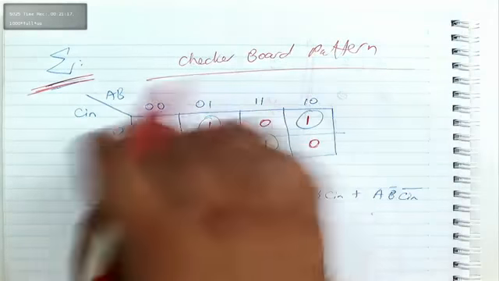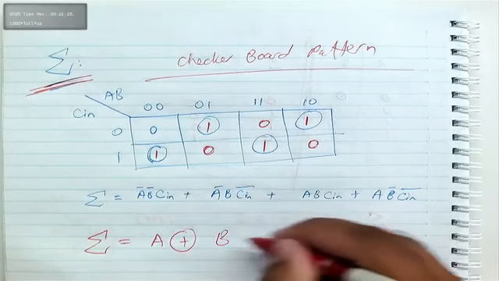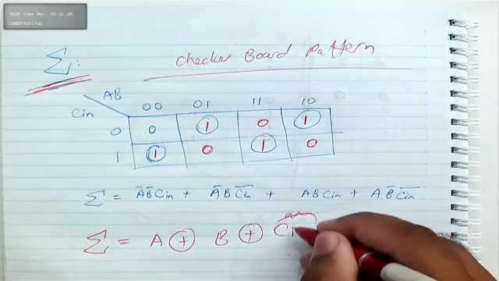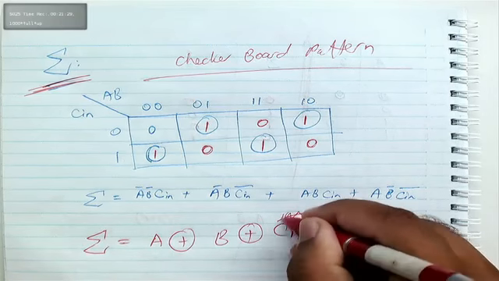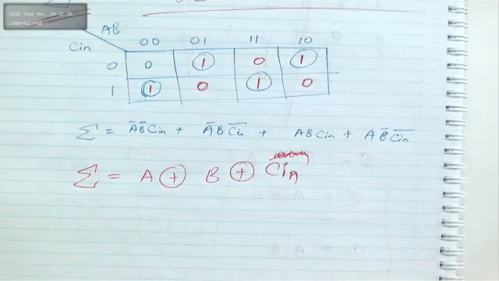when you have a checkerboard pattern, it's this: A XOR B XOR C in. That's the checkerboard pattern. The moment you have a checkerboard pattern on a Karnaugh map, that is the particular rule. And maybe as an exercise, you can write this down and prove that this is equal to this, which derives down to that.